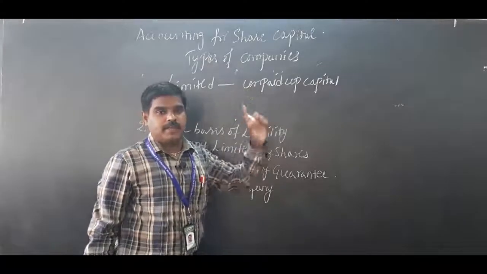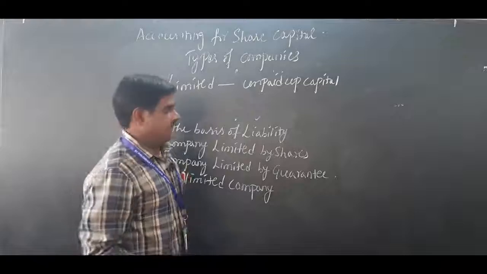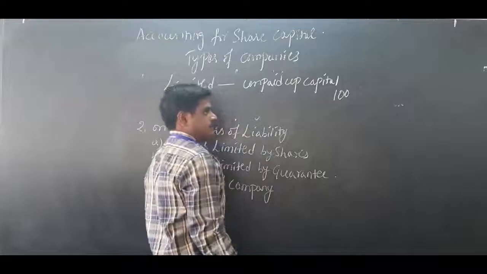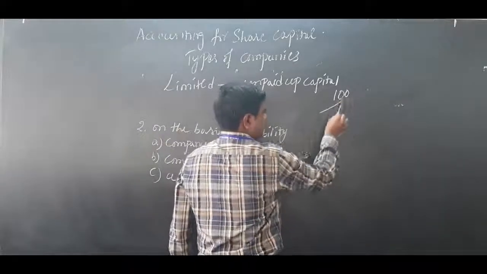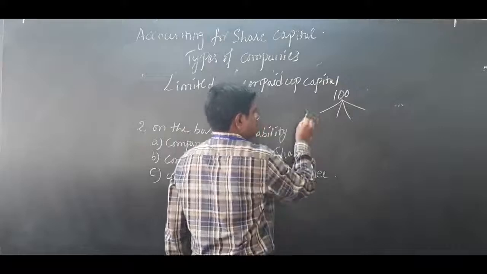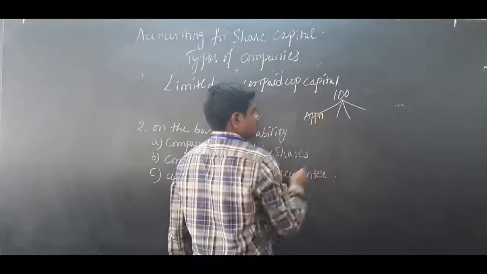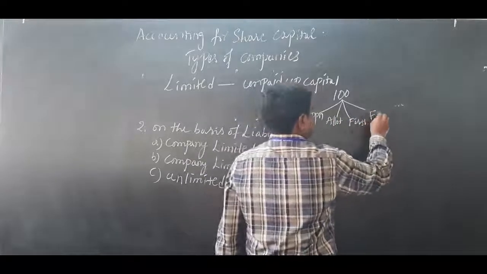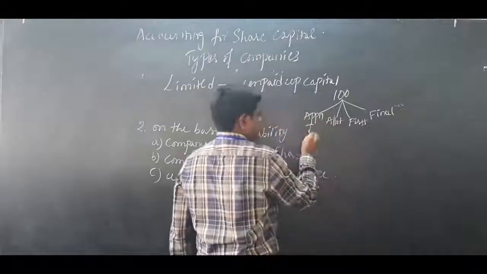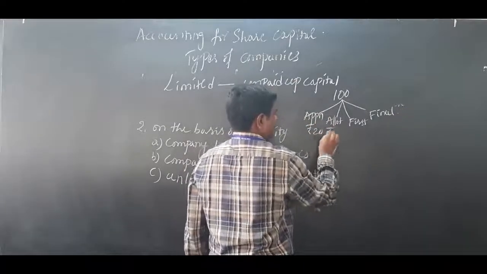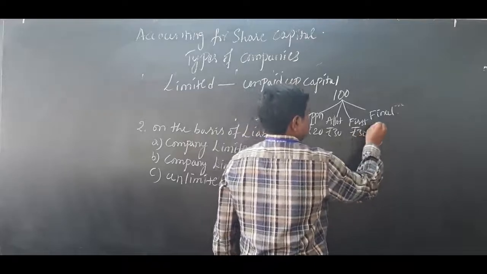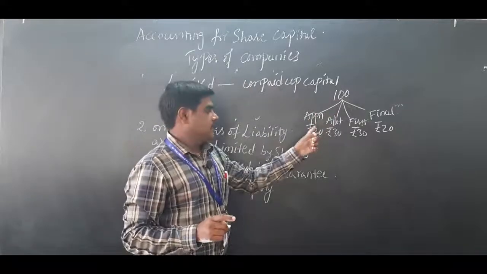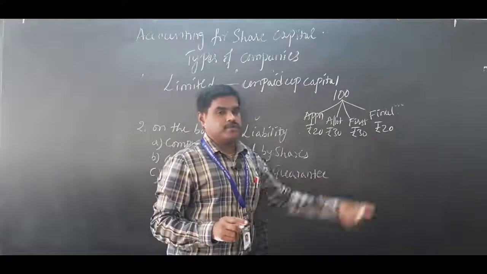Unpaid up capital means, for example, let me take one share is 100 rupees. That 100 rupees the company will not collect in one installment. They may collect in, for example, application stage, allotment stage, first call, final call. Say application 20, allotment 30, first call 30, final call 20. They are going to divide the installments like this.